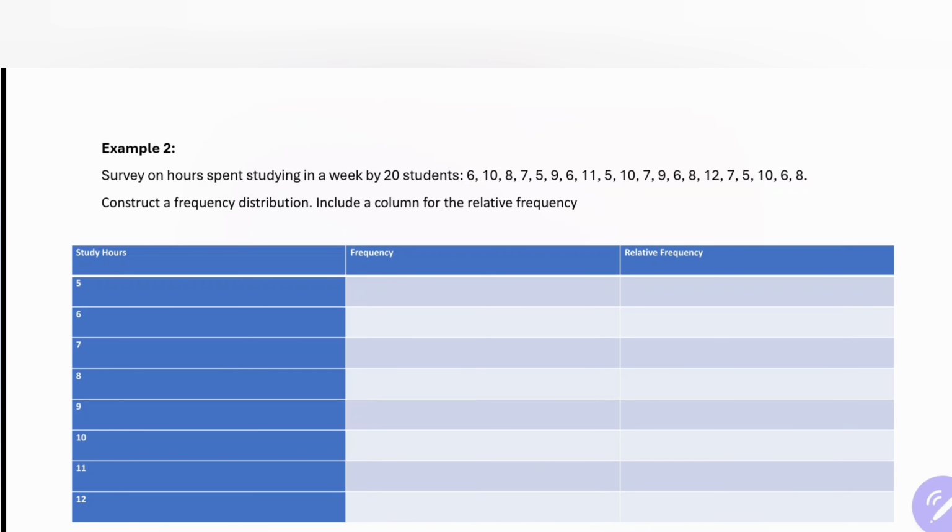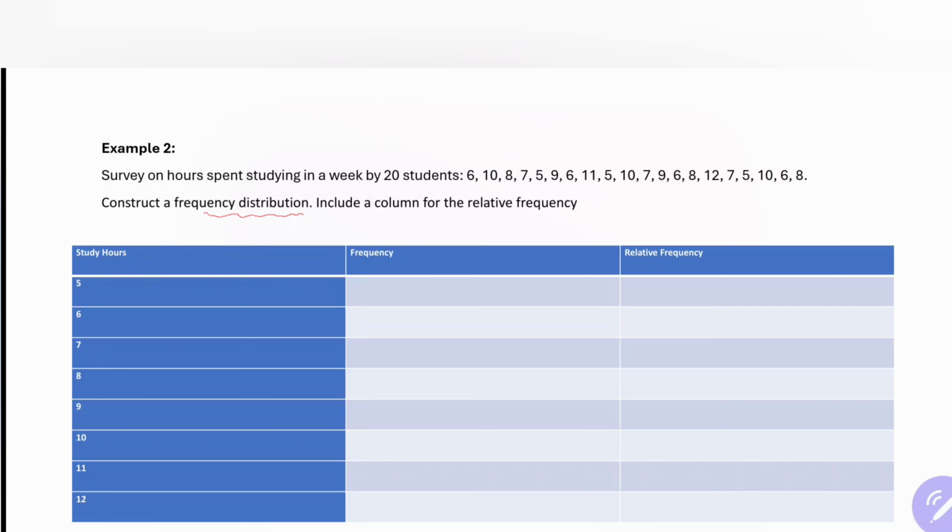Number 2, we have a survey on hours spent studying in a week by 20 students. So we have the data values given to us, and our objective is to construct the relative frequency distribution. Okay, this is our objective. Now, to do this, we have the study hours given. We need a frequency. Unlike the previous example, where the frequency was given to us, in this example we don't have the frequency.